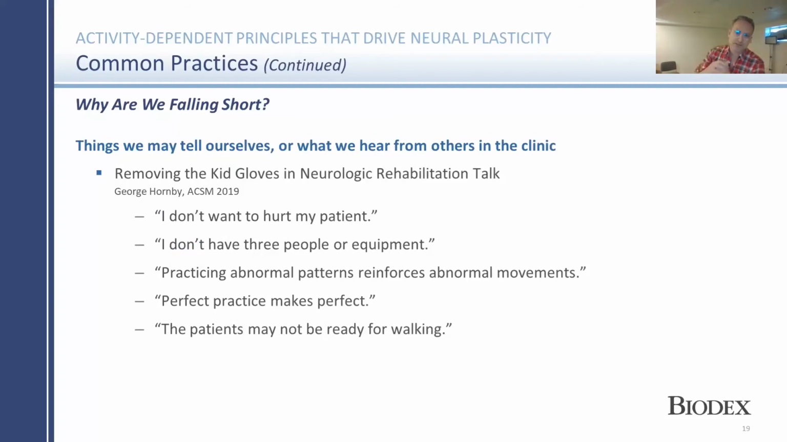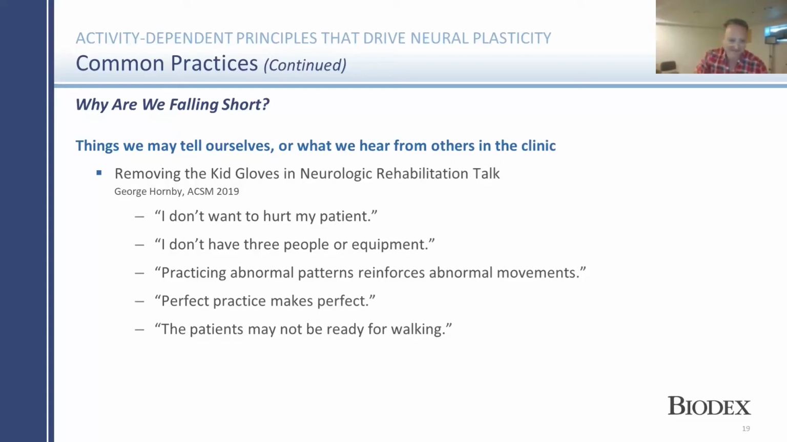But this one particular talk that I went to was one of my favorites, and it was, again, George Hornby, and it was called Removing the Gloves in Neurologic Rehabilitation. And these are some of the quotes that he came out with, the things that we might tell ourselves in the clinic. I want to personalize this because I've totally told myself these at some point in my career, whether early or later. As we were going through this presentation, I was snickering a little bit. I'm like, oh my God, I totally told myself that a few times. One of the quotes that he pointed out: I don't want to hurt my patient.